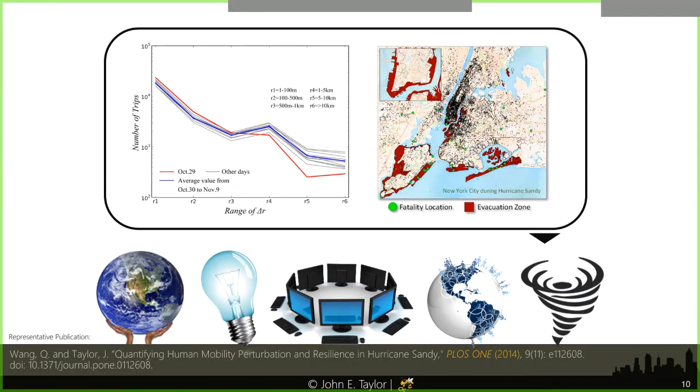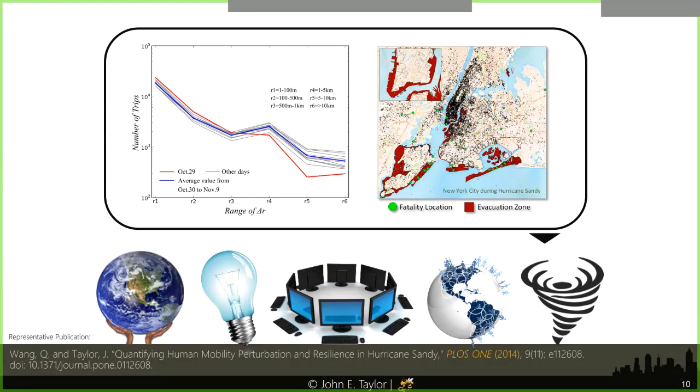We also, about 5 years ago, started to think about other applications beyond resource consumption, and we came to disaster mobility. So this is another instance where human systems are interacting with infrastructure systems, infrastructure networks in an important context.